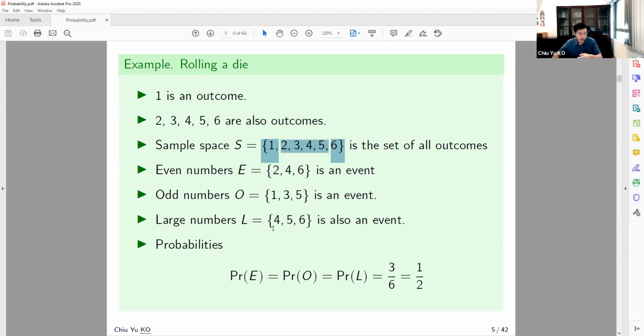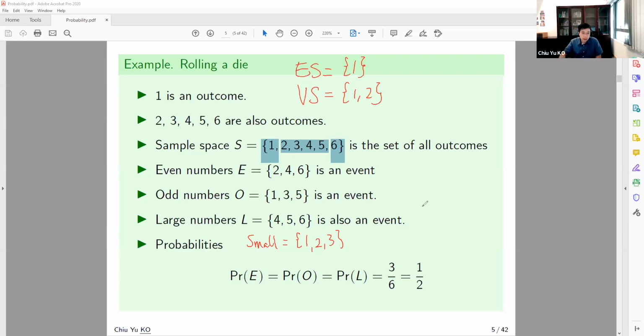You can also define something like small as 1, 2, 3. You can define very small as, say, 1 and 2, right? You can define extreme small as just 1. So that is something up to you to define, what are the events.